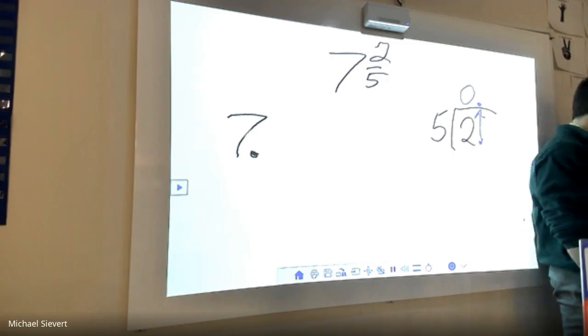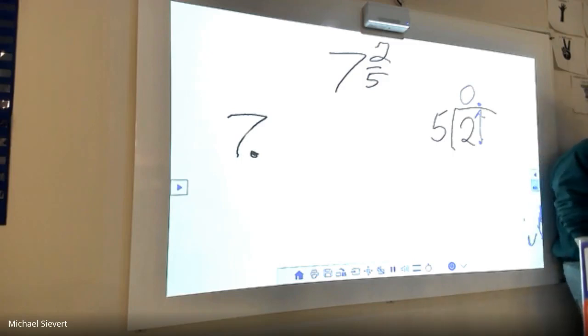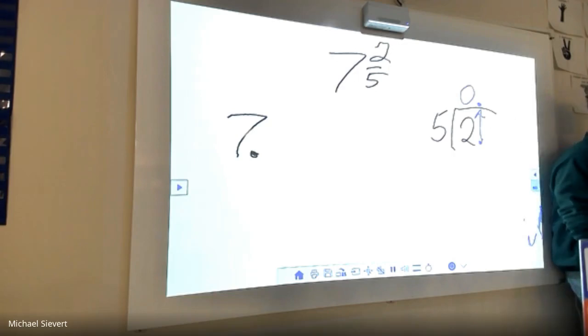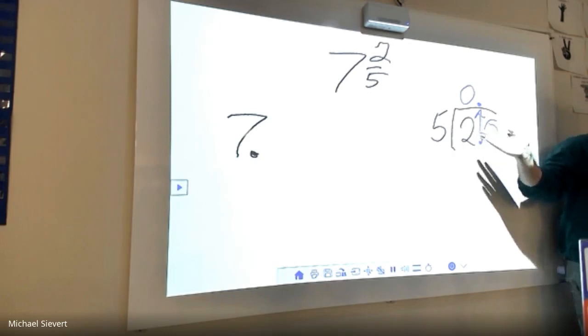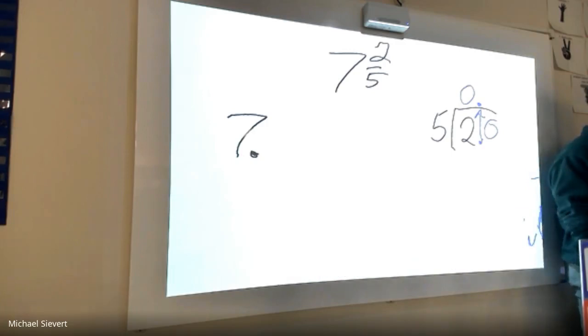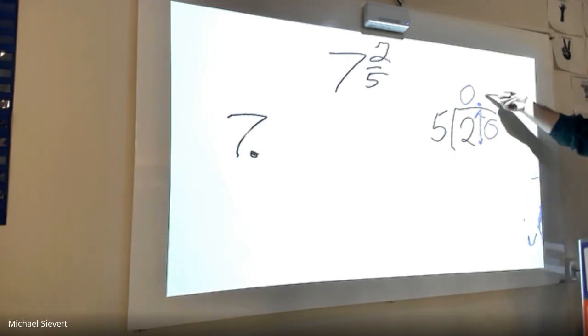Okay, now you're on the right track. What do we have to add to the 2 right here? Okay, good to see some more hands coming up. Antoine. 0. Right, because there's an infinite amount of zeros. Now you do not have 2. Now you have 20. How many groups of 5 are in 20? Monte? Correct.